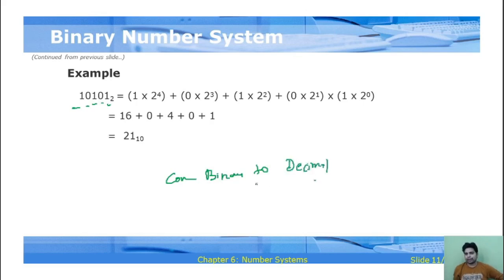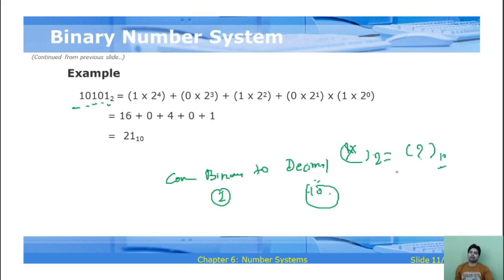Okay, binary. The base of binary is 2, and the base of decimal is 10. Clear? So the base of binary is 2 and the base of decimal is 10. Means you have to convert between binary and decimal, base 10.